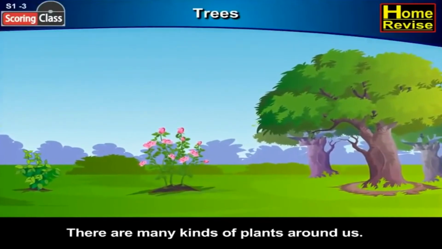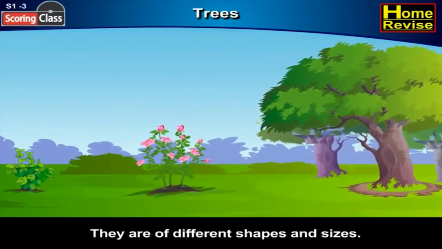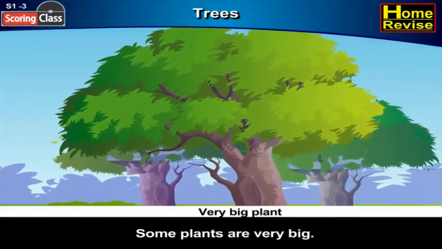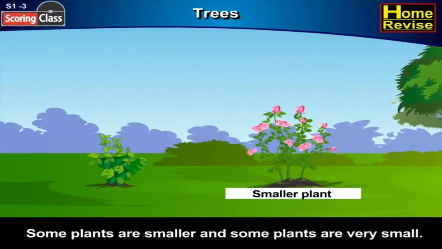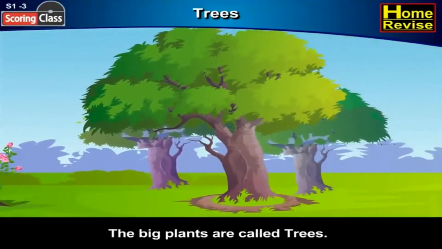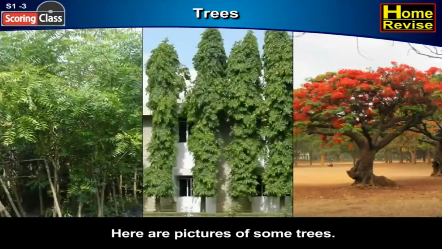Trees. There are many kinds of plants all around us. They are of different shapes and sizes. Some plants are very big. Some plants are smaller. And some plants are very small. Now the big plants are called trees. Here are some pictures of some trees.